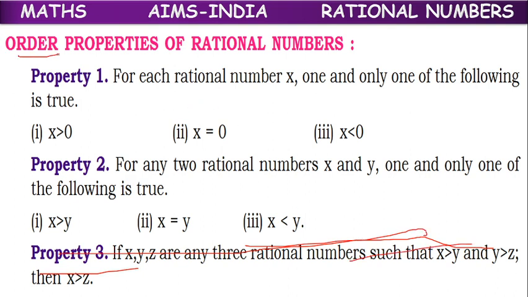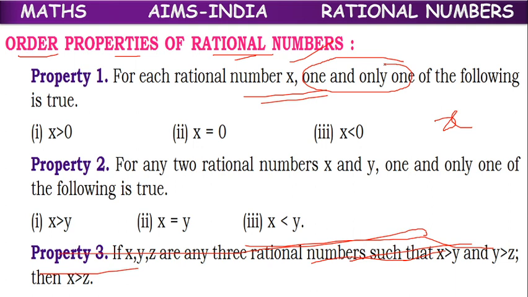So order properties of rational numbers. Here the rational numbers follow some order properties, children. Order properties. Okay, property 1: for each rational number x, means if we have a rational number x, then one and only one property will be true at one particular time.